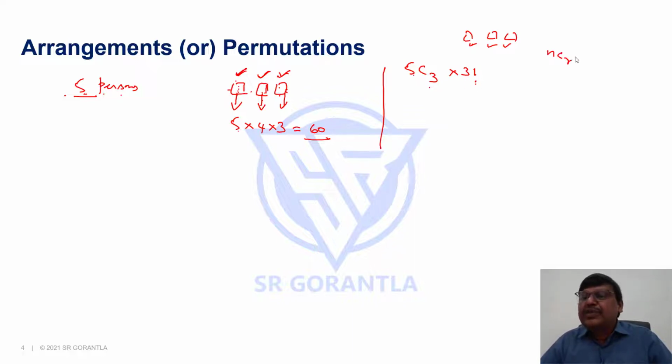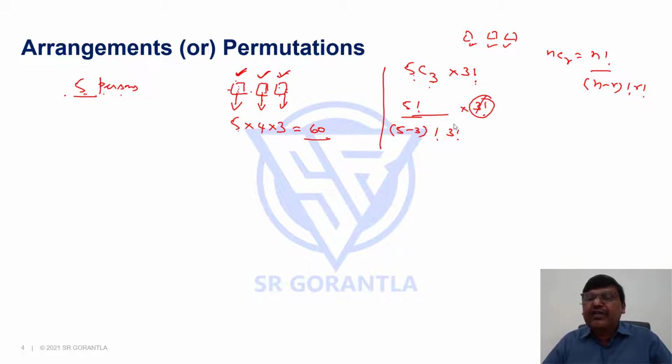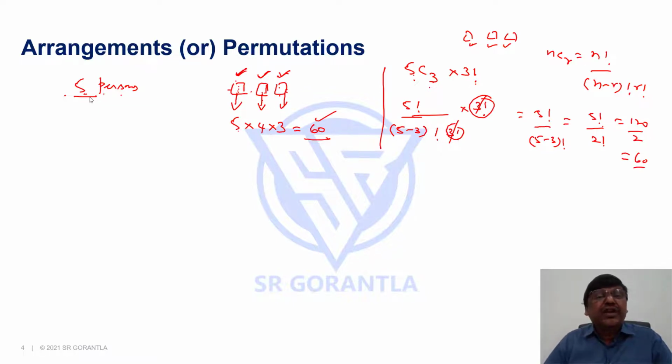And what is the nCr formula? You know, the nCr formula is n factorial by (n minus r) factorial into r factorial. So 5C3 equals 5 factorial by (5 minus 3) factorial into 3 factorial. This is 5C3 into 3 factorial. If I do this, you can see 3 factorial gets cancelled. It will be 5 factorial by (5 minus 3) factorial. So it is 5 factorial by 2 factorial. 5 factorial is 120, divided by 2 factorial, which is 2. My answer is 60. Right? So now here we are not arranging all 5 people.